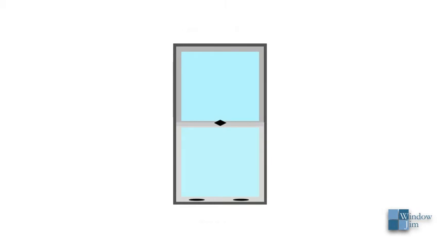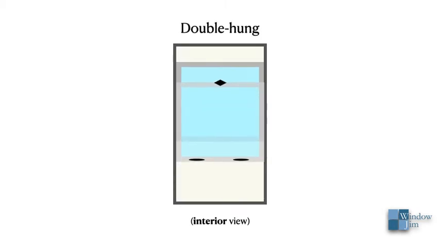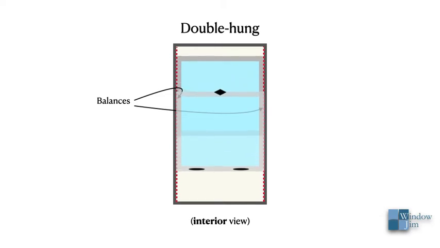Double hungs are the most common in the slider family. Both sash operate and are hung from balance hardware mounted on the sides within the frame. Thus the term double hung. When either sash is moved, the balance mechanism is designed to help balance the weight of the sash and hold it in place where it was left.